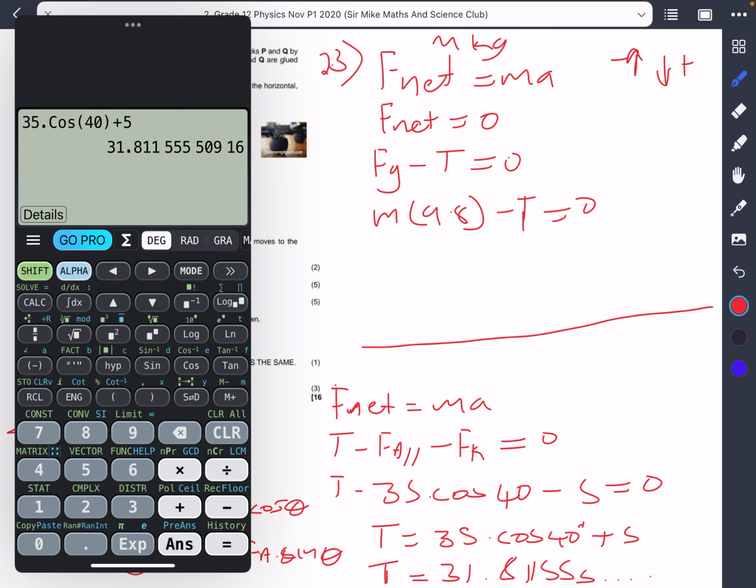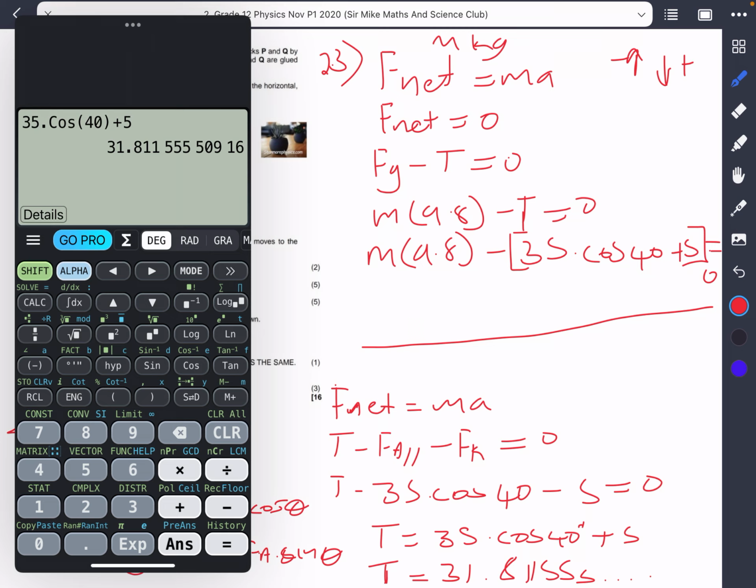So what I have now would be the mass multiplied by 9.8 minus 35 multiplied by cos of 40 plus 5. So this would be the value of tension. This would be equal to 0 there. I'm running out of space, sorry for squeezing that there. Now remember that tension would be 35 multiplied by cos of 40 plus 5, so that's why I put it in brackets.